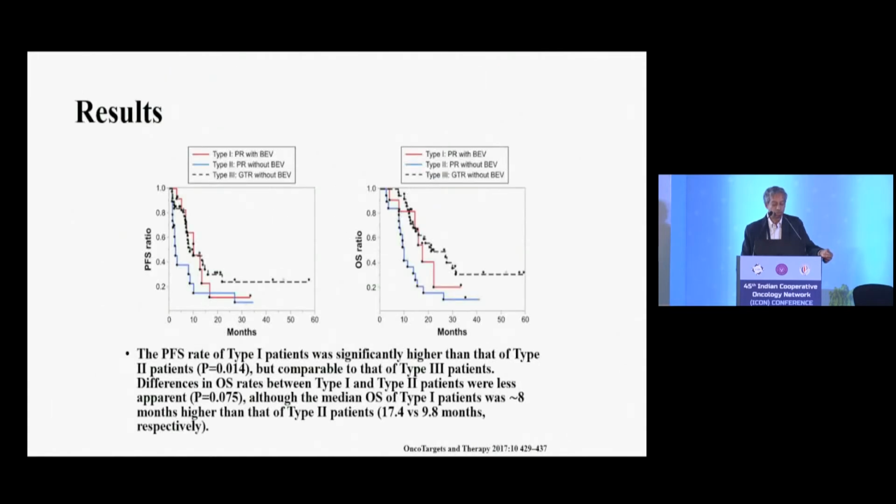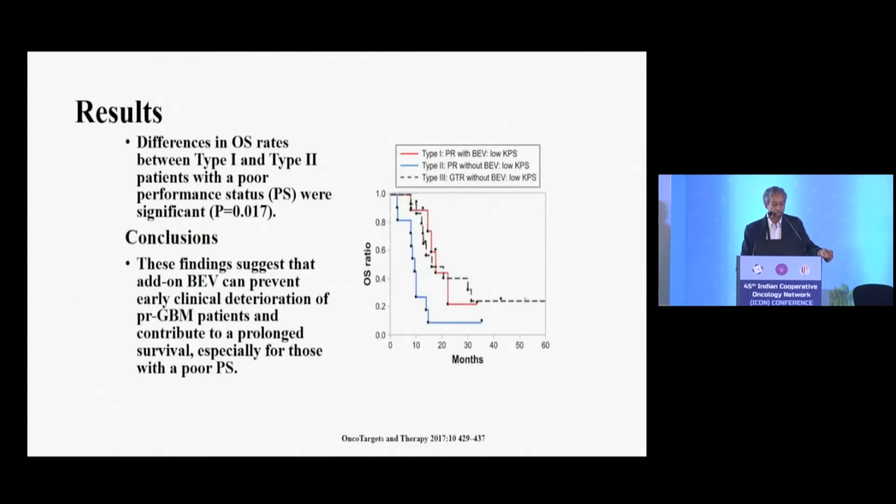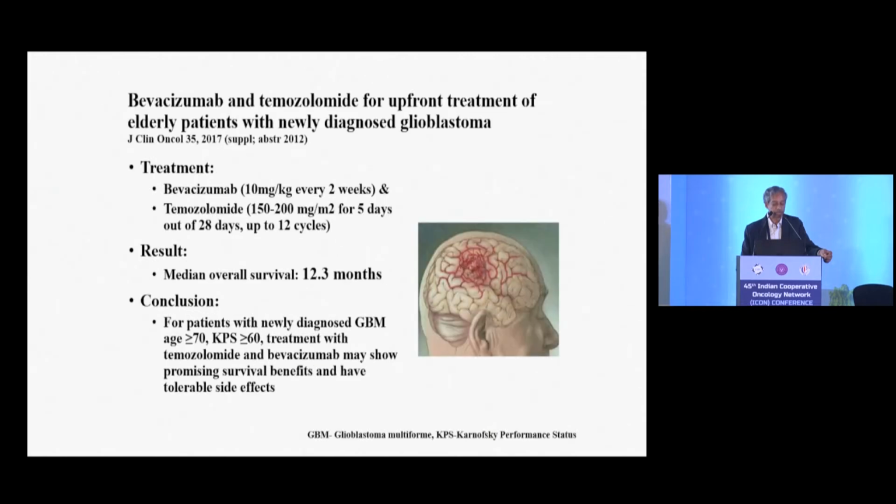And this is again showing you, based on whether they got bevacizumab or not, whether there was complete resection or partial resection, that the addition of bevacizumab did help in those patients where the resection was not considered optimal. So the conclusion from this study was that add-on Bev can prevent early clinical deterioration in those patients, and this may contribute to prolonged survival, especially for those patients with poor performance status.